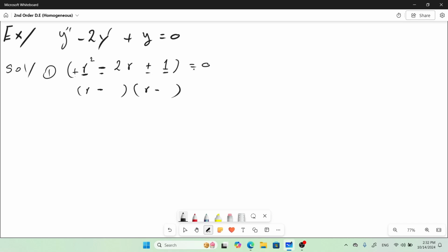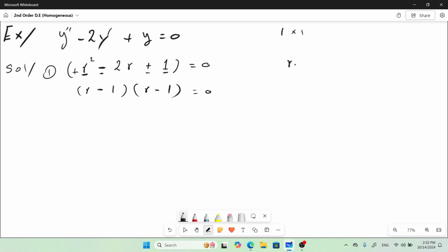So we must find two numbers that when multiplied together get 1. The only number is 1 multiplied by 1. So we have 1 and 1. And when we add them both together, we get negative 2. So the roots here are correct. Now, obviously that is equal to 0.